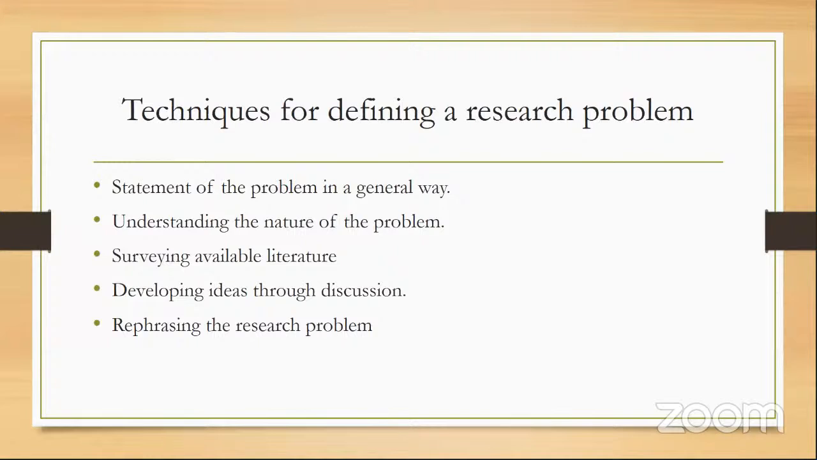And for understanding the research problem, we have two techniques. One is surveying available literature, and the second is developing ideas through discussion. And once we have done both these things, we rephrase the research problem into a more specific statement. For example, how to increase the productivity of wheat in Punjab, or how to increase the productivity of wheat in irrigated regions of Punjab. We will have a specific research problem, a specific time period, and a specific objective there. So that is basically the research problem.